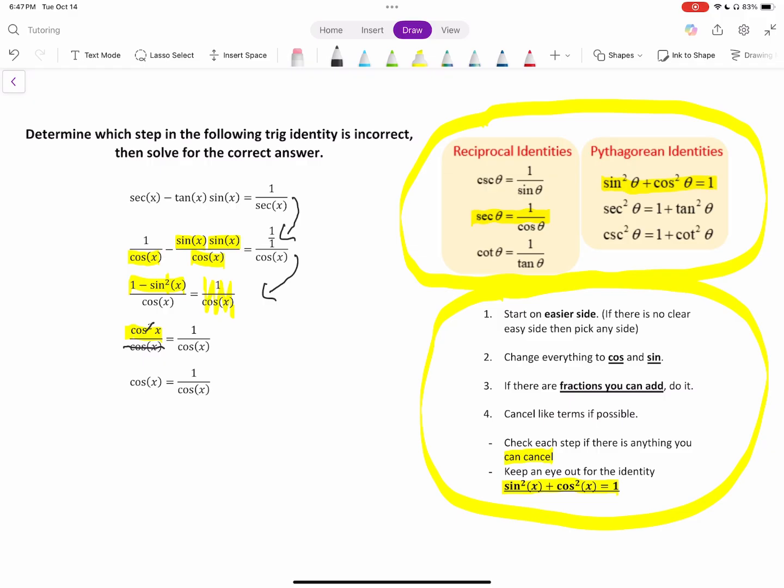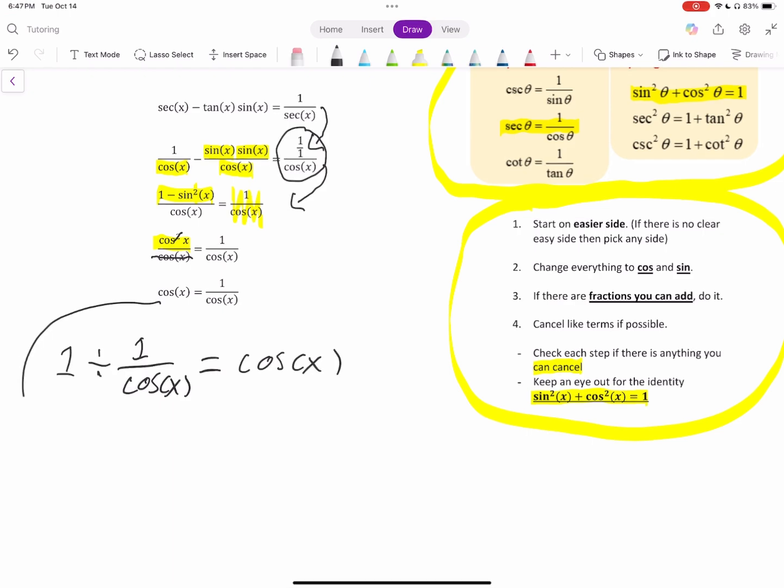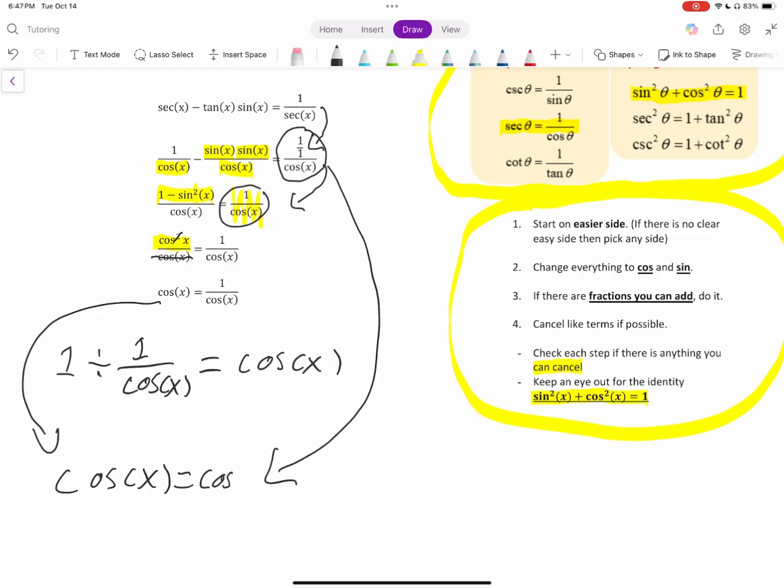So now let's go back to where they made an error on that right side and fix this up here. So 1 over 1 over cos x. Let's write it out like we did before, which is 1 divided by 1 over cos x, and we showed this is just equal to cos x. So now our final answer here is cos x on the left side is equal to our new answer on the right side, which is also cos x.